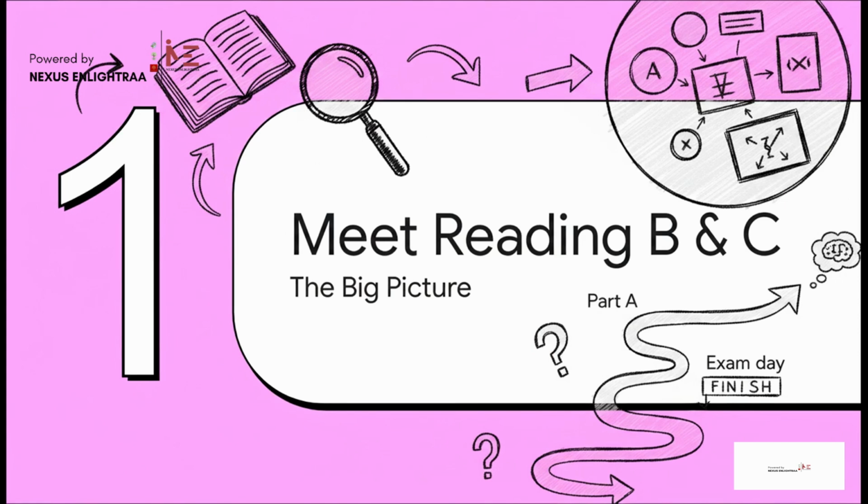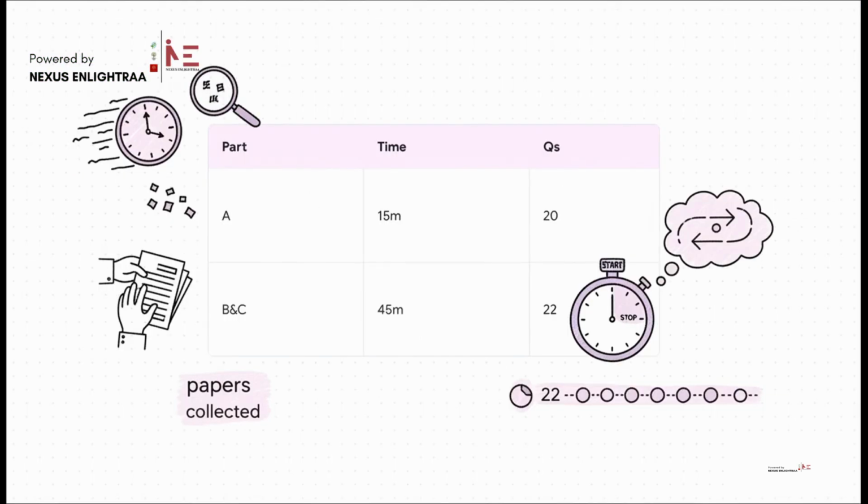It's super important to look at the big picture of the reading subtest and see exactly where these two parts fit into your exam day. Think of this as your mission briefing. Your test is split into two distinct sections. After a very strict, fast-paced 15 minutes for Part A, those papers are collected. They're gone. Then you get a 45-minute block to conquer Parts B and C.